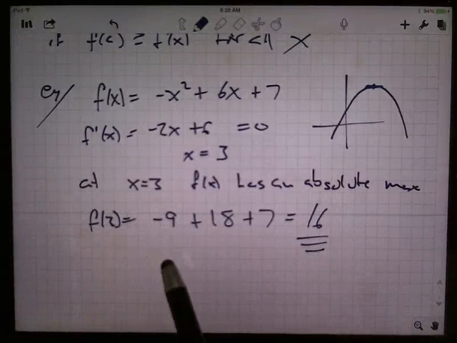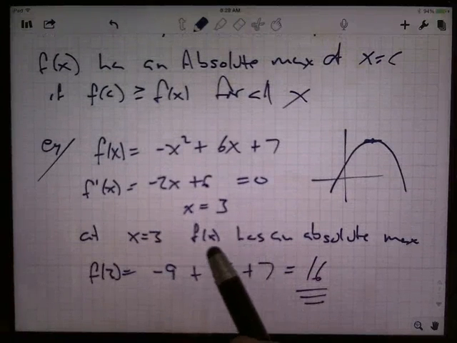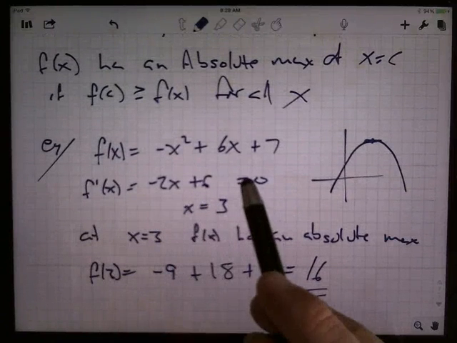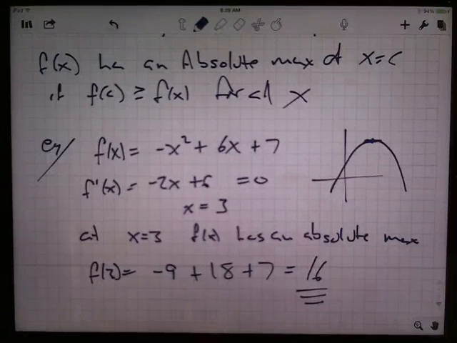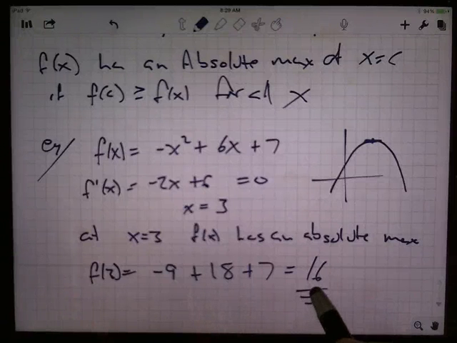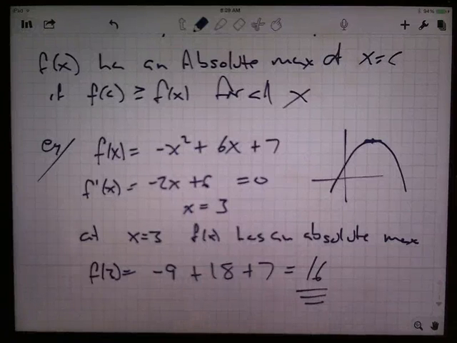There are times when I'll ask a question like this on a quiz or a test and say, find the absolute max of this function, and people will tell me x equals 3. It's like, no, that's not the maximum function value. That's where the maximum function value exists, but this is the maximum function value. Okay, so let's just distinguish that.